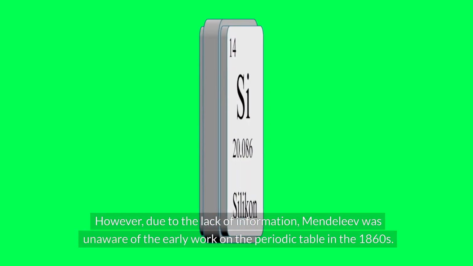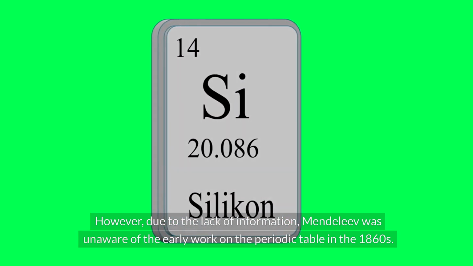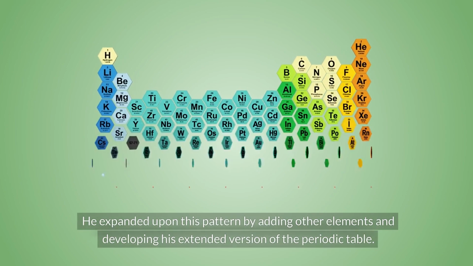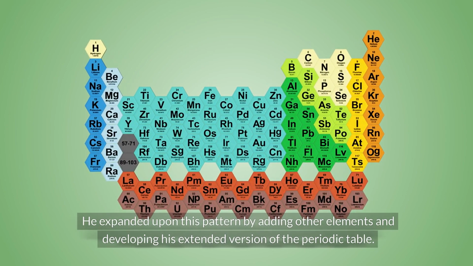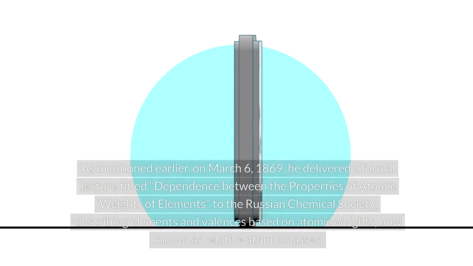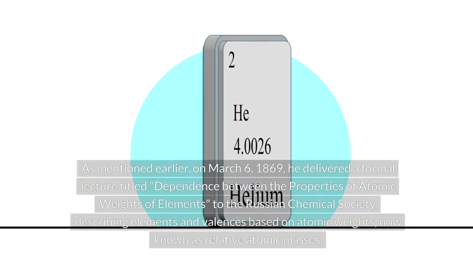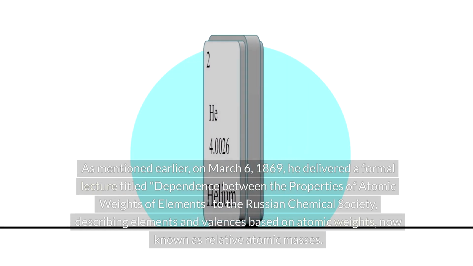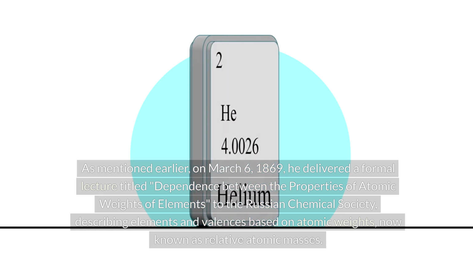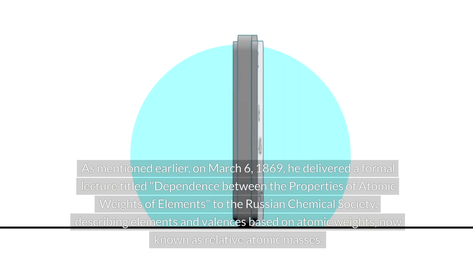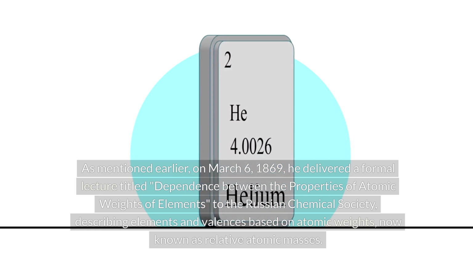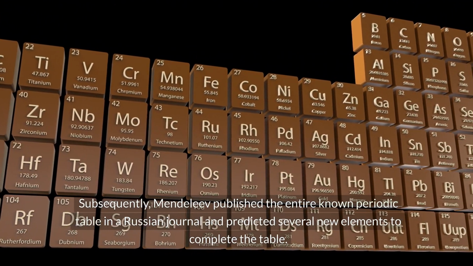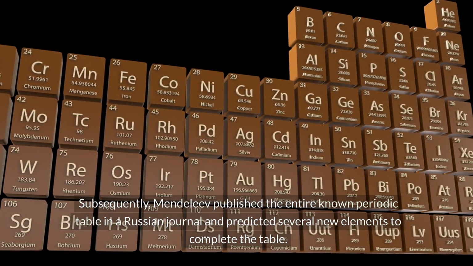However, due to the lack of information, Mendeleev was unaware of the early work on the periodic table in the 1860s. He expanded upon this pattern by adding other elements and developing his extended version of the periodic table. As mentioned earlier, on March 6, 1869, he delivered a formal lecture titled "Dependence Between the Properties of Atomic Weights of Elements" to the Russian Chemical Society, describing elements and valences based on atomic weights, now known as relative atomic masses. Subsequently, Mendeleev published the entire known periodic table in a Russian journal and predicted several new elements to complete the table.